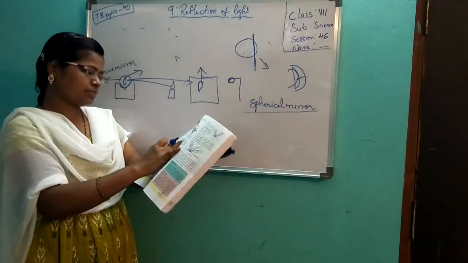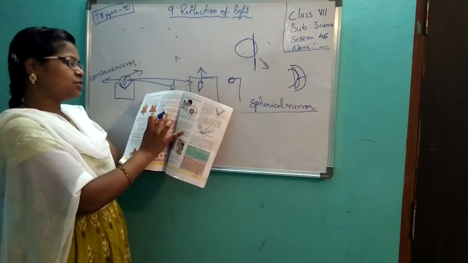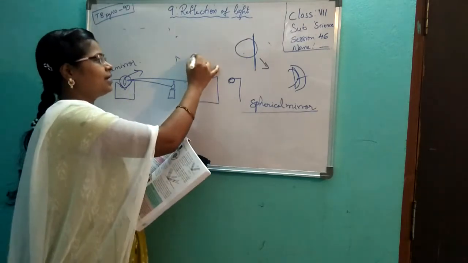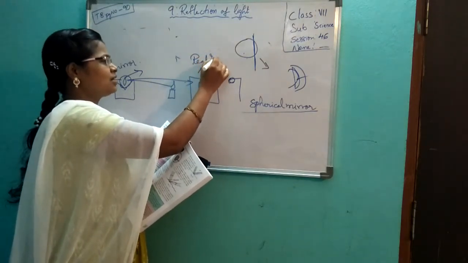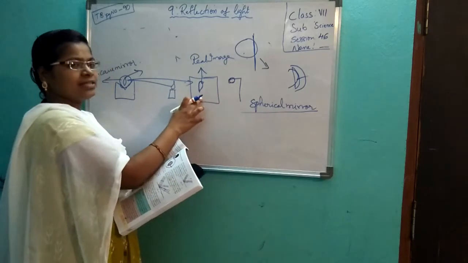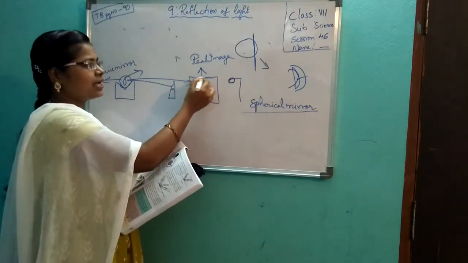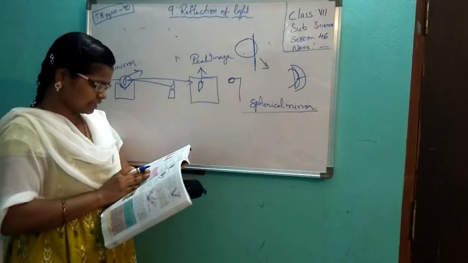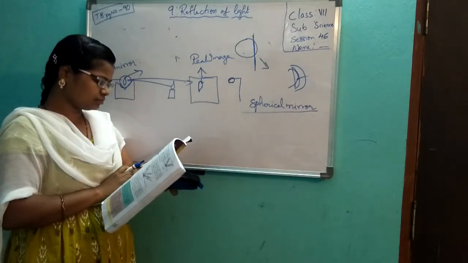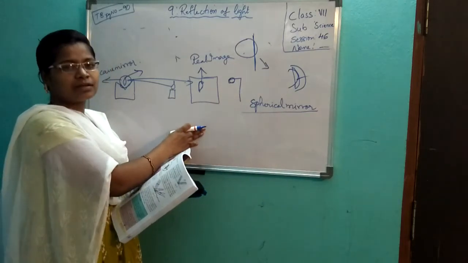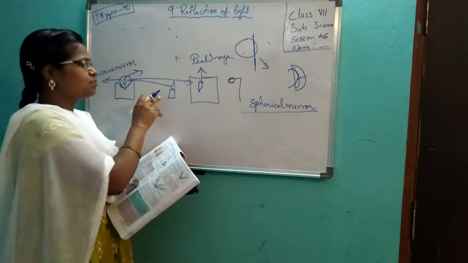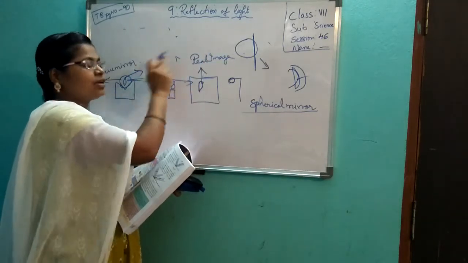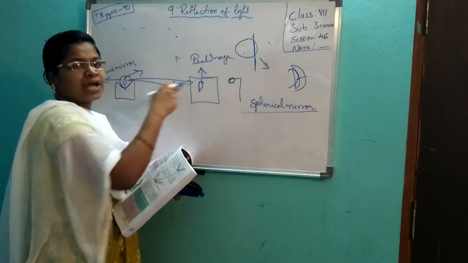Okay. Page number 92. Above the pink, you see the image that can be obtained on a screen is called a real image. What is this image? Real image. Okay. This is the screen. Screen means you can take any white paper or white cloth. You have to do this in a dark room. Put a candle in front of this concave mirror and put a screen. This light will reflect on the screen. And you can see.